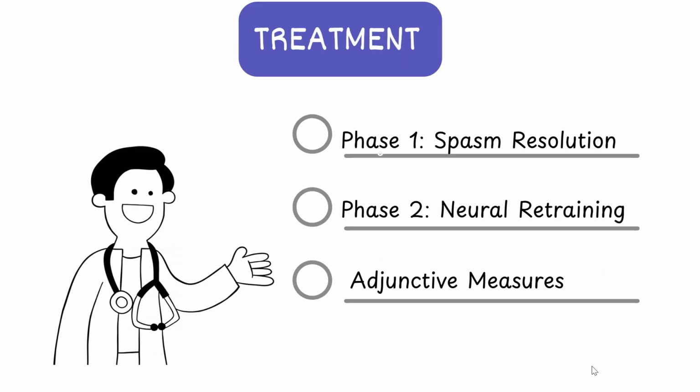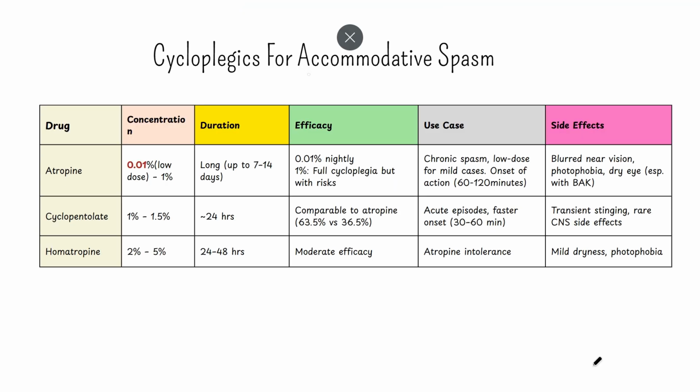Coming to treatment, the first phase of treatment involves spasm resolution. The second phase is neural retraining, and then there are some adjunctive measures as well. So how do we relieve accommodative spasm in these patients? And the answer is cycloplegics. And here the star cycloplegic agent is atropine. It's available at various doses. 0.01% is the low dose and 1% is the standard dose of atropine.